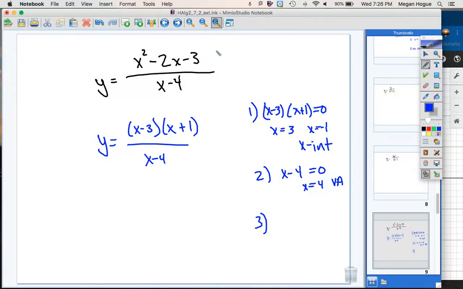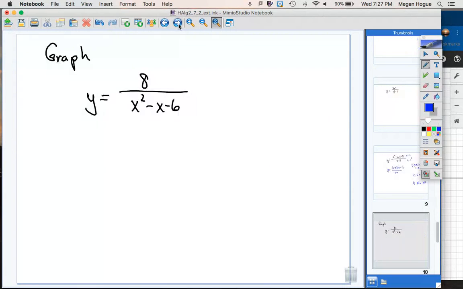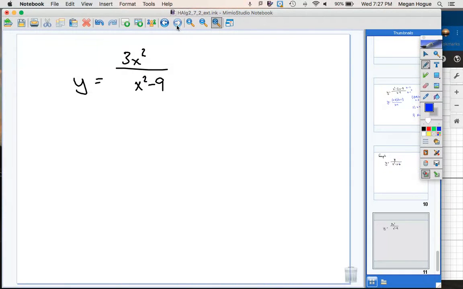And then, okay, let's see. This is the tricky part. The degree is 2. The degree is 1. So that's greater than. Greater than, that means there is no horizontal asymptote. Let's see. What else did I have here?